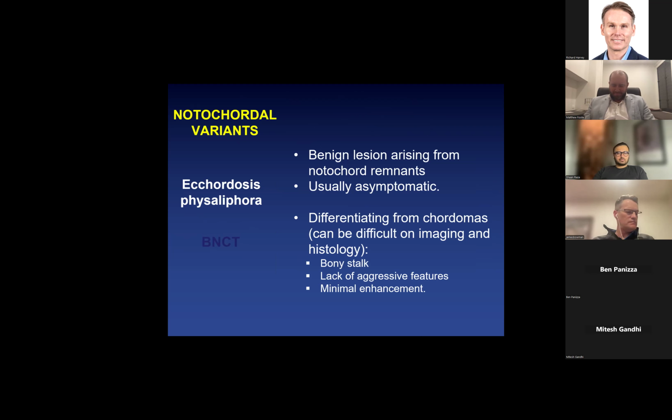They have a similar distribution, and EPs are also usually T2 hyperintense, but EPs will often have a pedunculated appearance with a bony stalk and will lack the aggressive features of particularly larger chordomas.